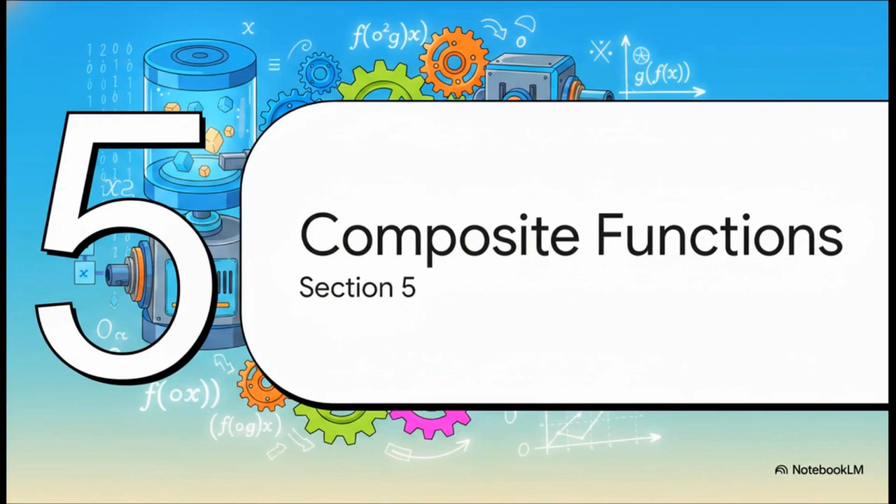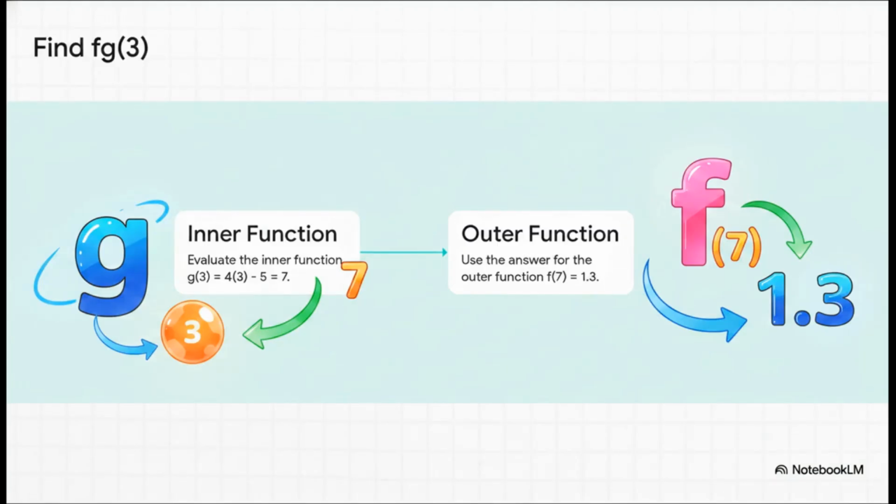On to Section 5, Evaluating Nested Composite Functions. Here is an excellent classic specimen paper question. Find fg of 3, given that f of x equals 2x minus 1 over x plus 3, and g of x equals 4x minus 5. The absolute most important rule here is to work right to left. You always start with the inner function, the one sitting right next to the number. So step 1 is evaluating g of 3. We plug 3 into the g function. 4 times 3 is 12, minus 5 is exactly 7.